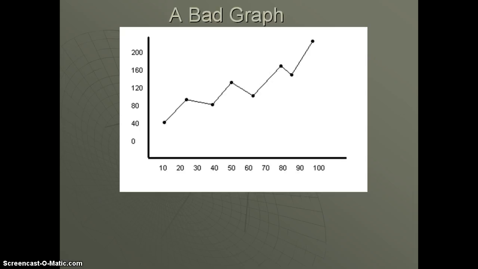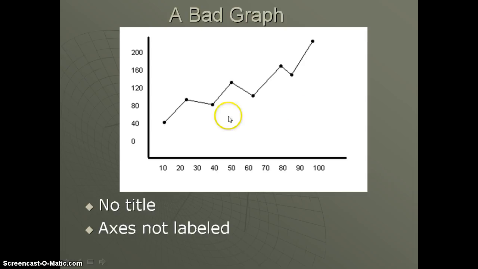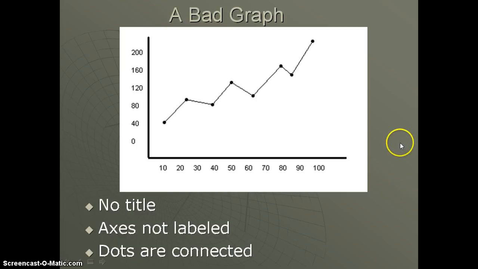Here is an example of a bad graph. See if you can spot what makes this a bad graph. So the first thing that makes this a bad graph is that it has no title, so we have no idea what data this is displaying. The axes, which is the plural of axis, are not labeled. They're not labeled with what it is, and they don't have units. The last thing is the dots are connected. So again, normally in this class you will be making scatter plots and not line graphs.